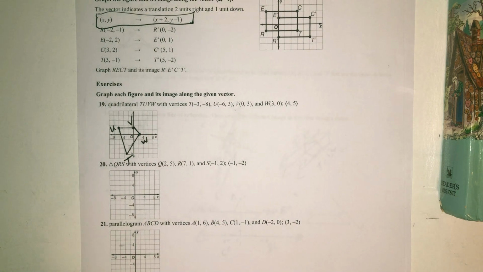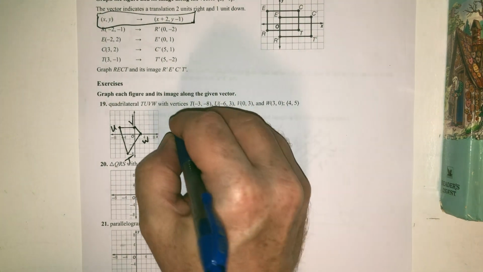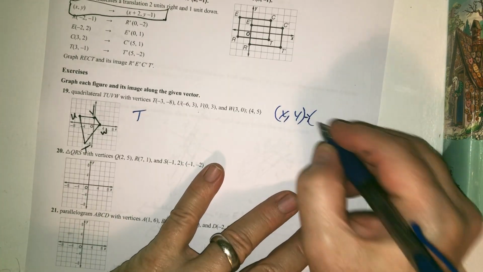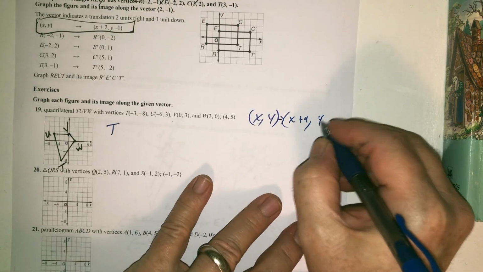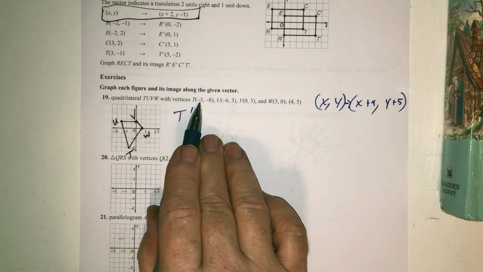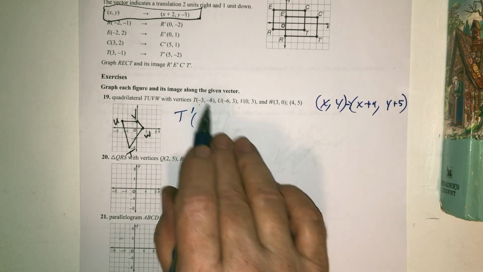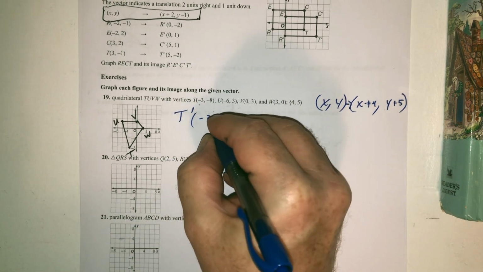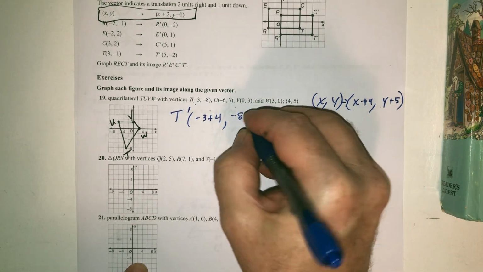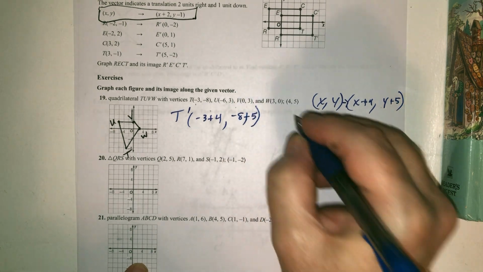Now I'm going to go ahead and do the rule because I can do the rule much easier than I can move points because I can't see very well. I can see these numbers really easily. I would say my rule is that (x, y) changes to (x + 4, y + 5). So I'm going to apply that rule to get to T prime. I'm going to take this x-coordinate and add 4 to it. So -3 plus 4 will give us the x-coordinate. And then -8 plus 5 will give us the y-coordinate.